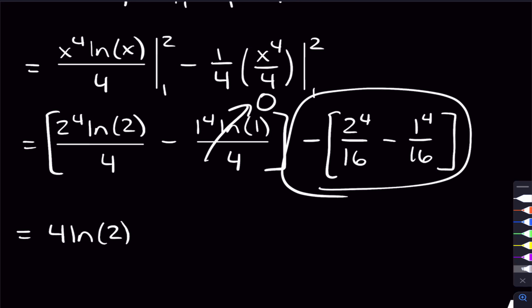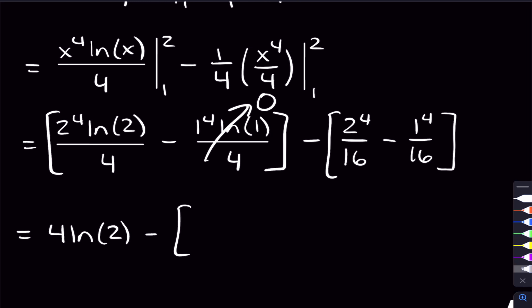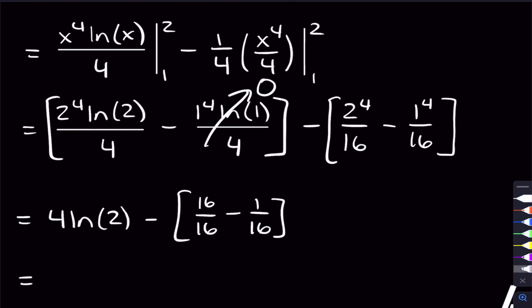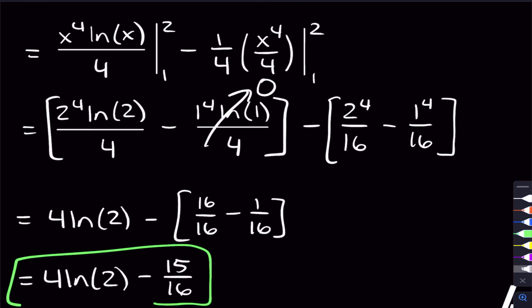So then let's talk about over here. We're going to have minus, in brackets, 2 to the 4th over 16. That's 16 over 16, which is just 1. But I'm going to keep it as 16 over 16 because this fraction over here is going to be a 1 over 16. So inside these brackets, we get a 16 over 16 minus a 1 over 16. And that's a 15 over 16. So our final answer here is going to be 4 times the natural log of 2 minus 15 over 16. And there isn't going to be any kind of plus C here because this is a definite integral.